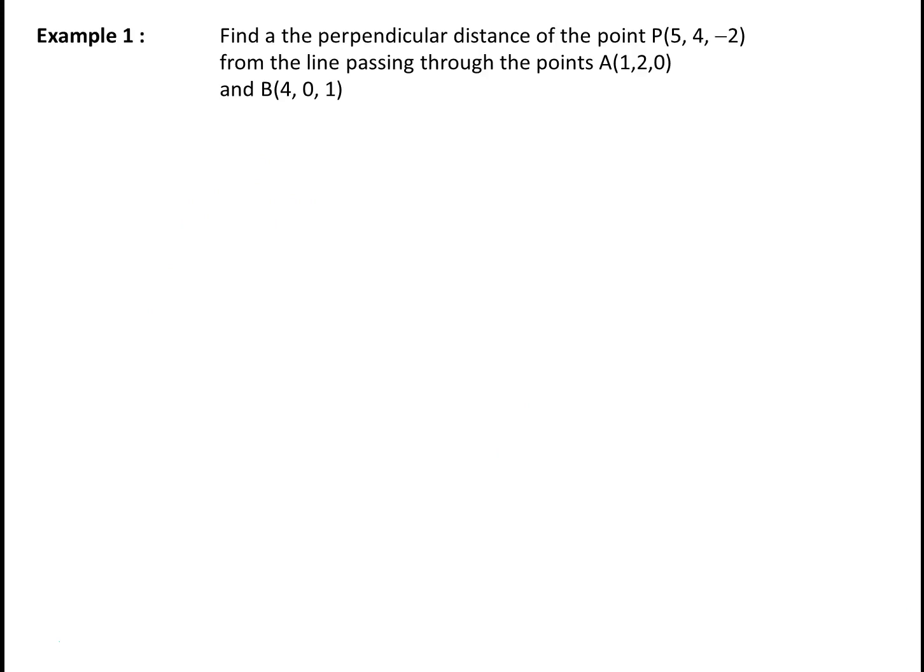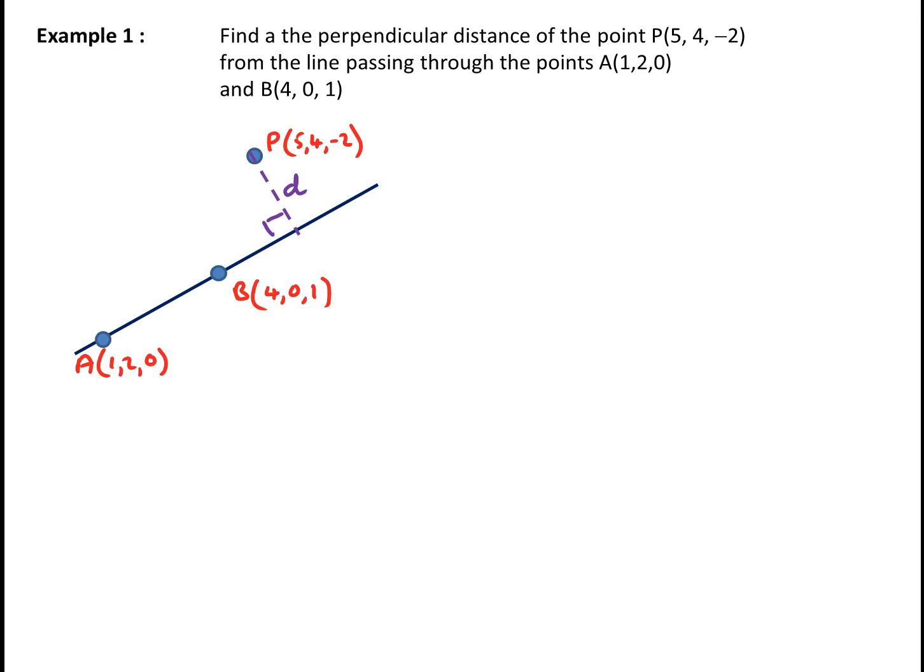So we've got to find the perpendicular distance of the point (5, 4, -2) from the line passing through the points (1, 2, 0) and (4, 0, 1). So there's my picture. The perpendicular from P to the line I've drawn in, and I'm going to put in the vector A to P.